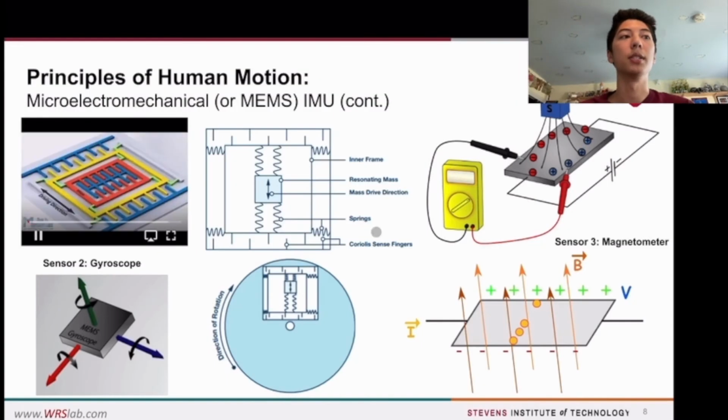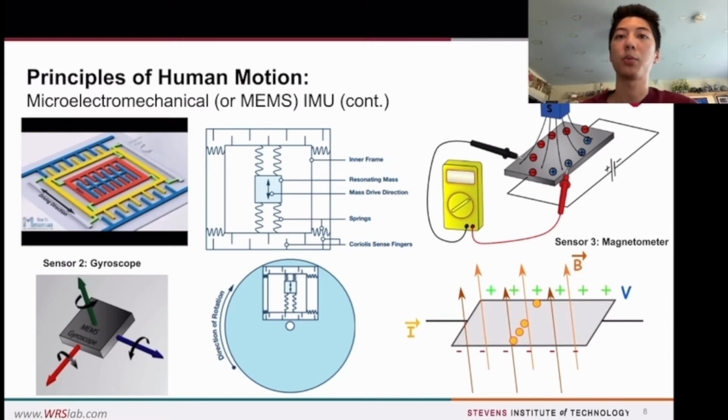The next sensor is the gyroscope, which measures the angular rate by means of the Coriolis force. Like the idea of a mass within the sensor undergoing a velocity, when a rotation is applied to the mass, the Coriolis force is experienced, and this force can be quantified and measured to determine rotation.